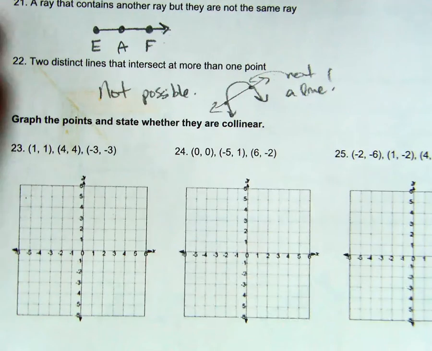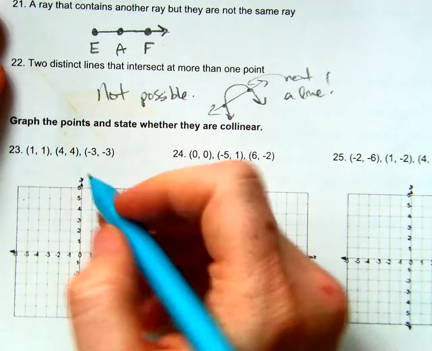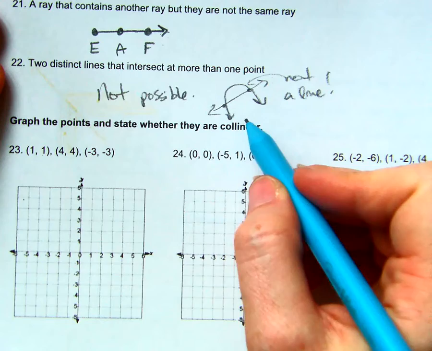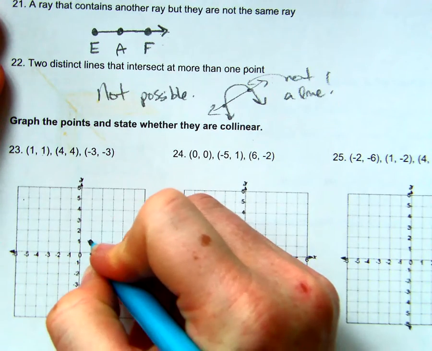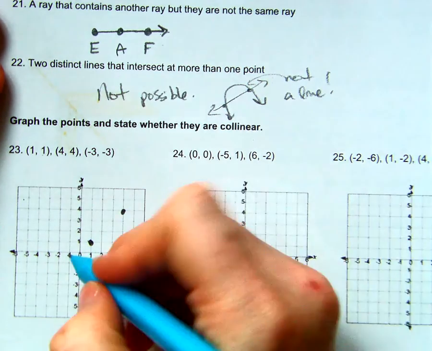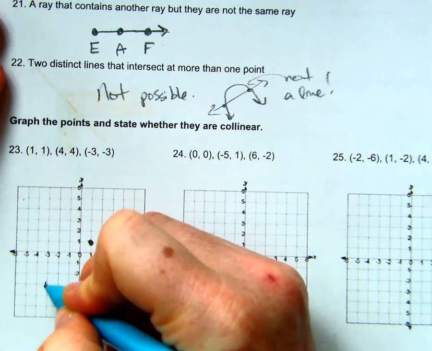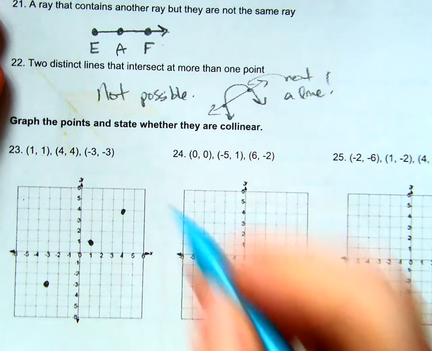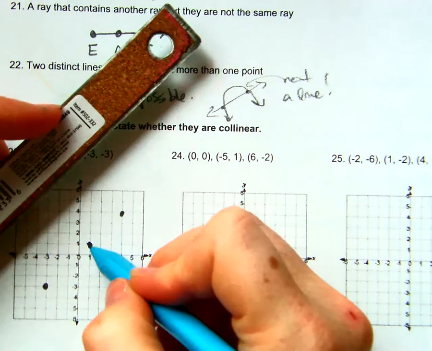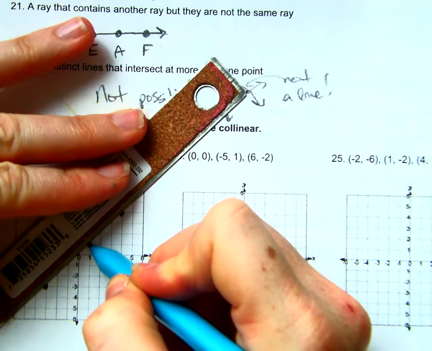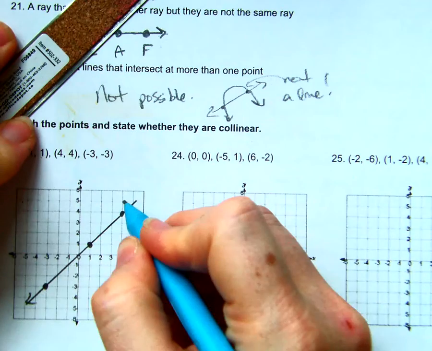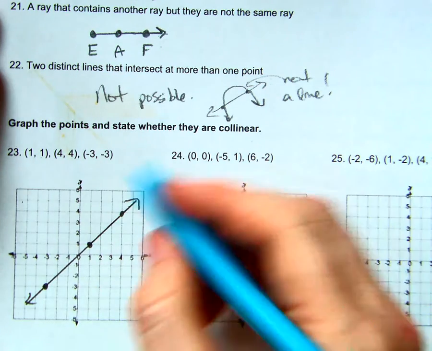All right, just 3 more, and they're pretty quick. It says graph the points and state whether they are collinear or on the same line. So we have the point 1, 1. We have the point 4, 4. We have the point -3, -3. And if we get a ruler, we could maybe convince ourselves that they are all on the same line. But we would want to check the slope between them just to make sure they're actually on a straight line.